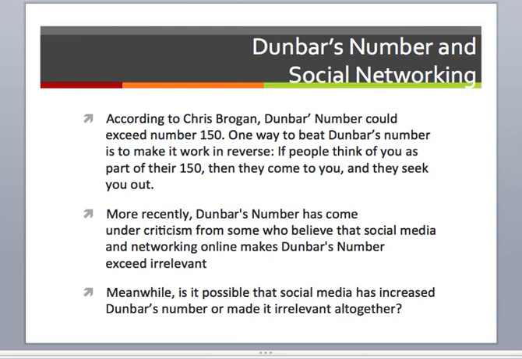What social networks have allowed us to do is to build massive networks of weak ties. These weak ties allow us to reach out to folks for guest articles, business requests, speaking engagements, or ideas and advice. Meanwhile, it is possible that social media has increased the Dunbar number or made it irrelevant altogether.